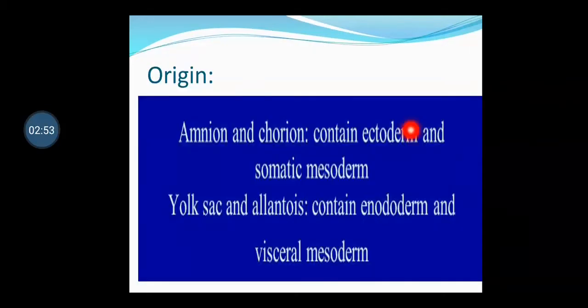As for the basic origin, the amnion and chorion contain ectoderm as well as somatic mesoderm. Mesoderm has two layers, somatic mesoderm and visceral mesoderm. Between these two there is a cavity called the coelom, or the body cavity. While the yolk sac and the allantois contain endoderm and visceral mesoderm.